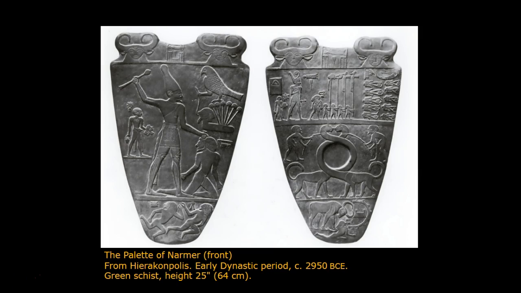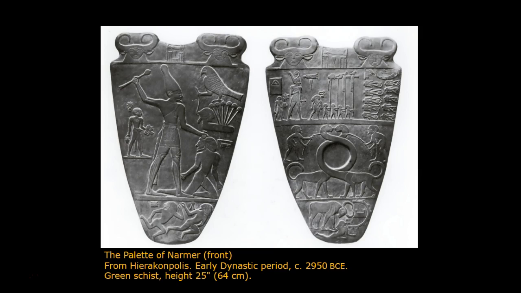Hierarchy of scale. Difference in scale was the most common method used for conveying hierarchy. The larger the scale of the figures, the more important they were. Kings were often shown at the same scale as deities, but both are shown larger than the elite and far larger than the average Egyptian.